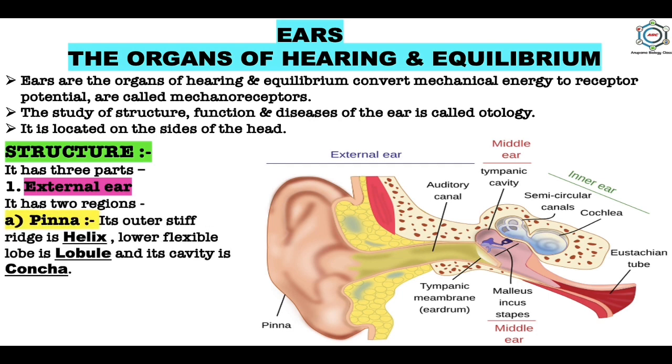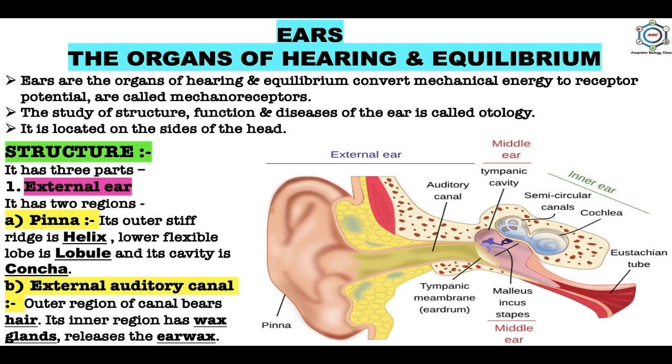First one is pinna. In the picture, you can see the structure of a pinna. Its outer stiff ridge is helix, lower flexible lobe is lobule, and its cavity is concha. It is a funnel-shaped, skin-covered flap of elastic cartilage and muscles. Concha collects sound waves and directs them to the external auditory canal.